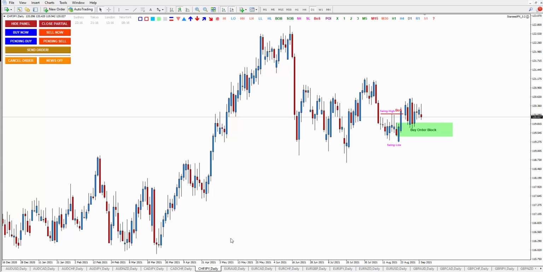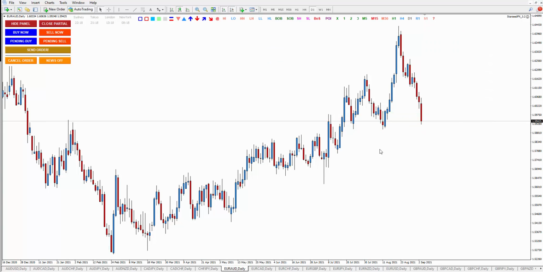Now let's go to Euro Aussie. I like this kind of clear structure. This is the break of structure. This is our swing high. This is our swing low. This is our break of structure. And our order block is the last bearish candle before the breakout happened.